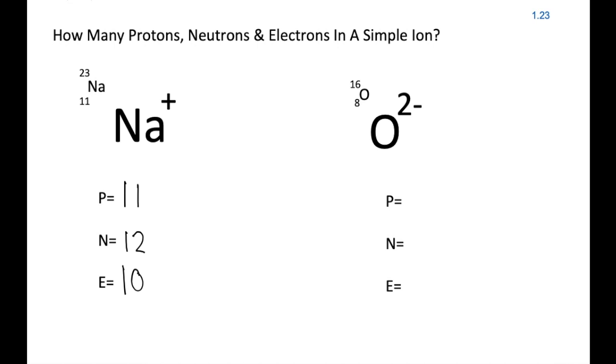Now let's apply this to the other example, the oxide ion. We have an atomic number of 8, so we've got 8 protons. The number of neutrons is the mass number minus the atomic number, that is 16 minus 8, which is 8. Now for the electrons, the ion has a 2- charge. So this time we add 2 onto the atomic number. So 8 plus 2 is 10. And this ion has 10 electrons.